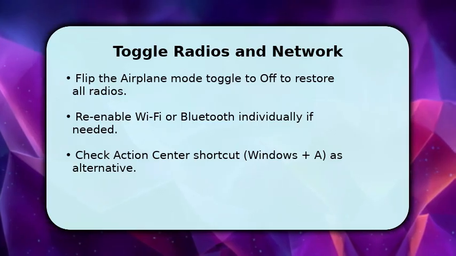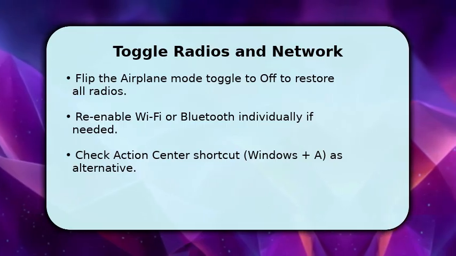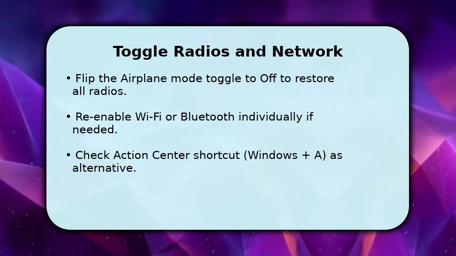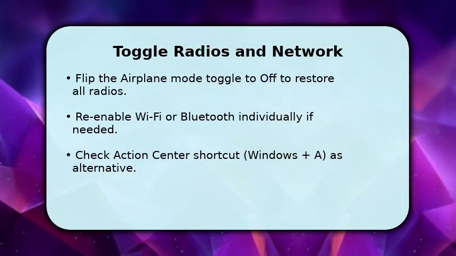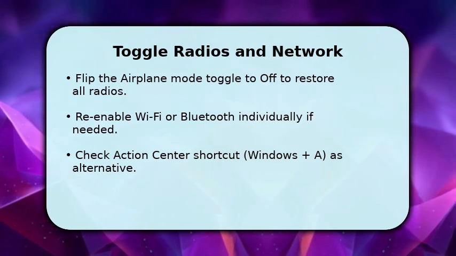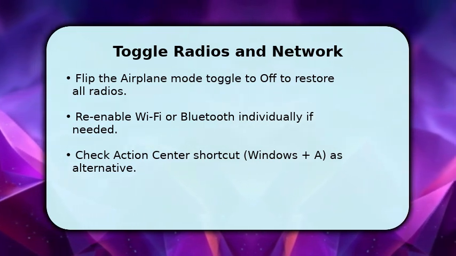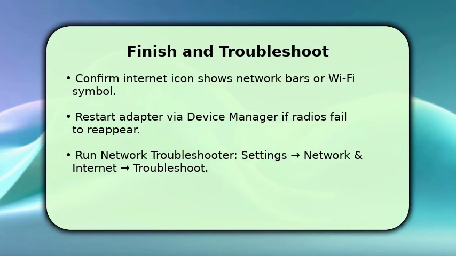If settings is slow, open the Action Center with Windows plus E and click the Airplane Mode tile to toggle it. Make sure to wait a few seconds for networks to reappear. You'll see available Wi-Fi networks populate shortly. Finish by confirming the system tray network icon displays the Wi-Fi symbol or network bars. That means radios are active and you're connected.